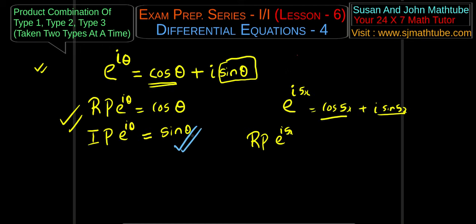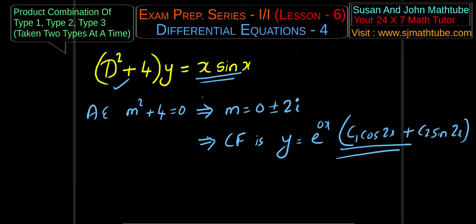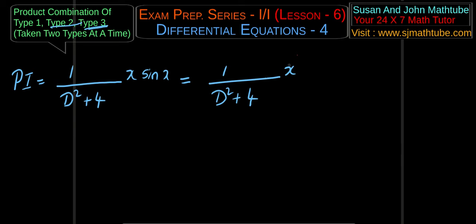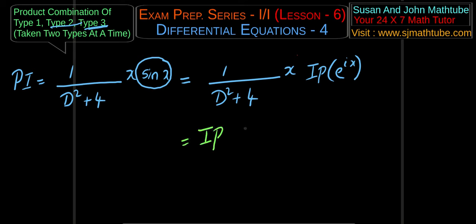Now look at this. Just a minute ago I told you sin theta is the imaginary part of e power i theta. So instead of this sin x, I'm going to write the imaginary part of e power ix. And from the next step onwards, I'll keep on writing imaginary part here so that we don't forget. 1 by d square plus 4 of x into e power ix. That's it. Now it looks like the previous problems.